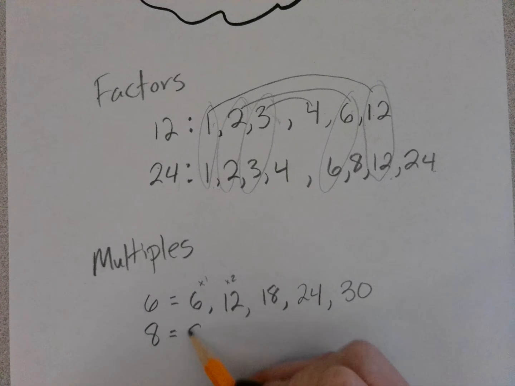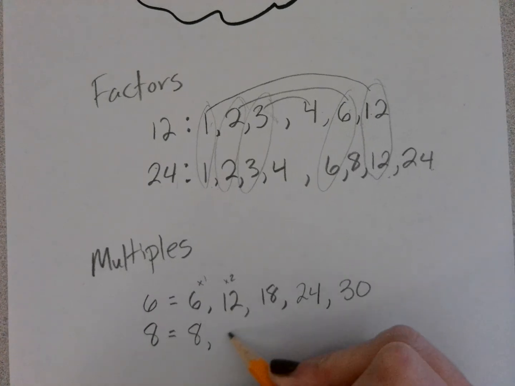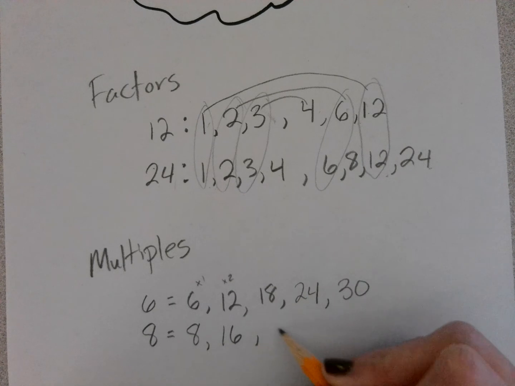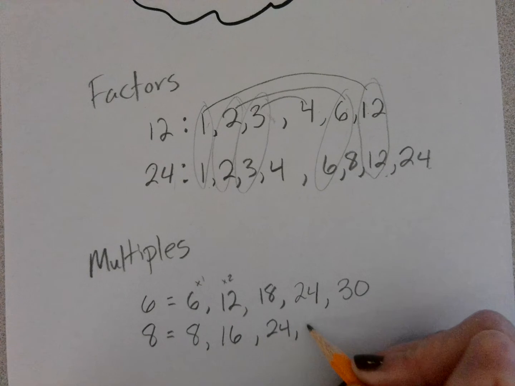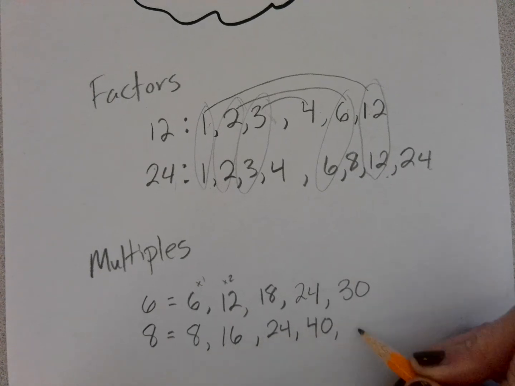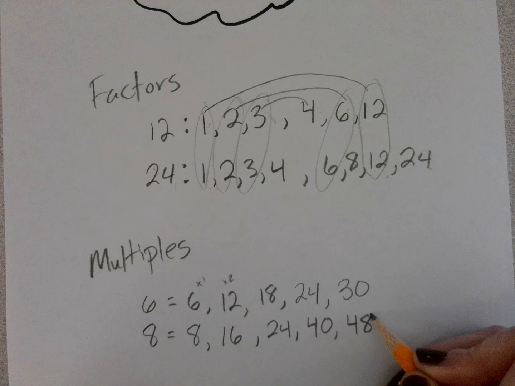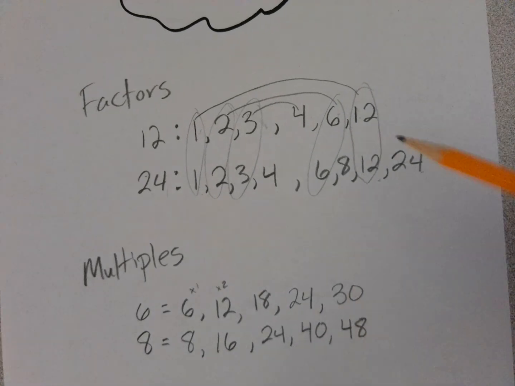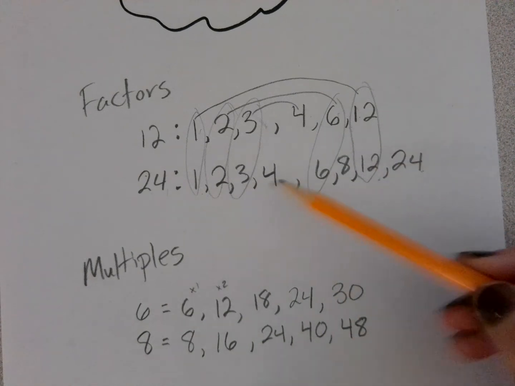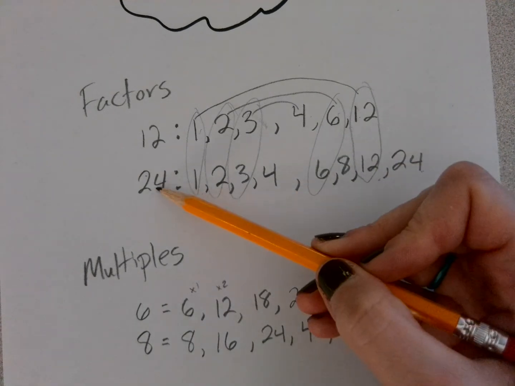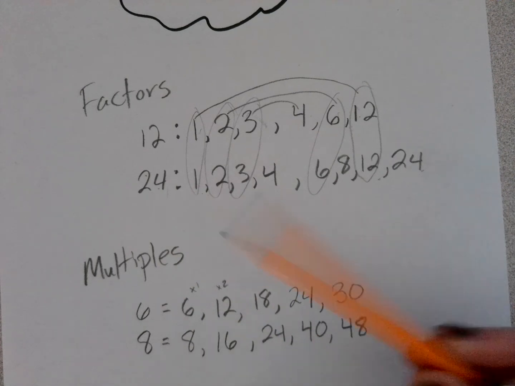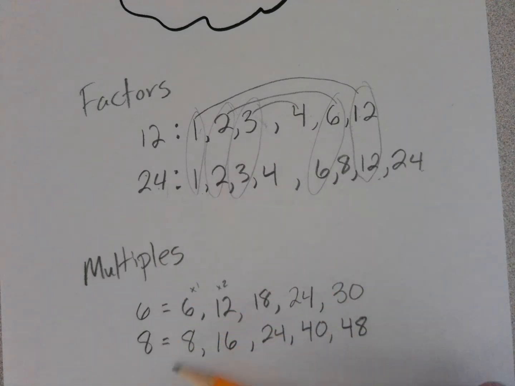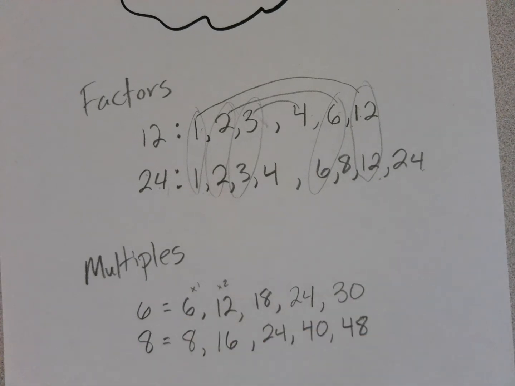So for 8, 8 times 1 is 8. 8 times 2 is 16. 8 times 3 is 24. 8 times 5 is 40. 8 times 6 is 48. So we can see the list of multiples. It's kind of reversed, like I said. We're taking all the pieces that equal when it comes to factors, and then the multiples are like the answer. The multiples are what we're actually getting if we multiply the factors together.